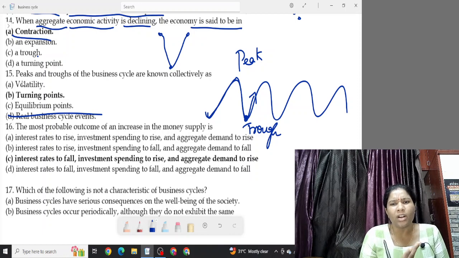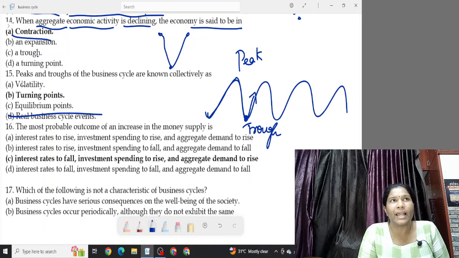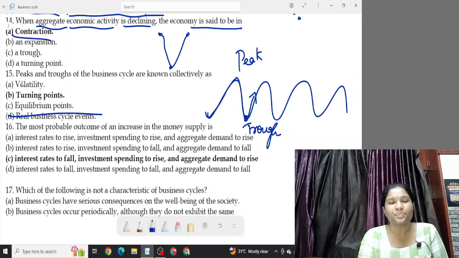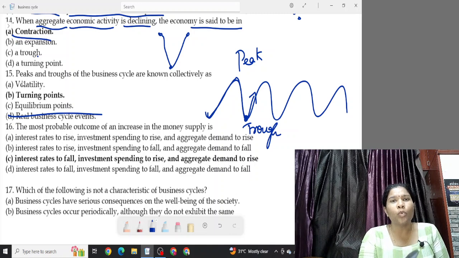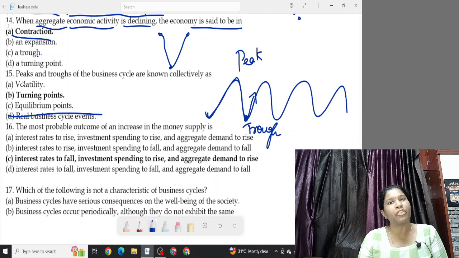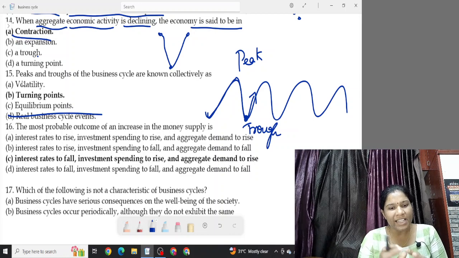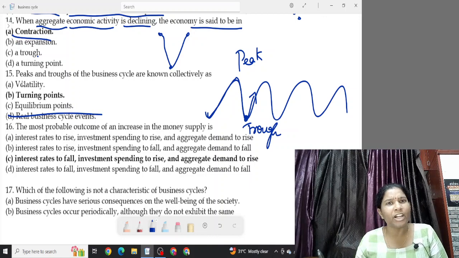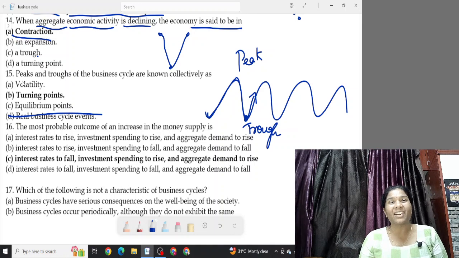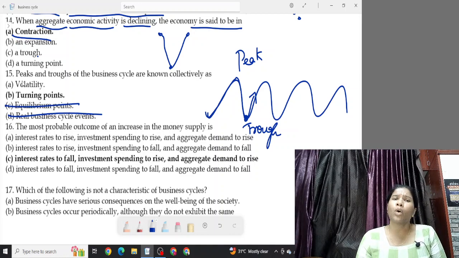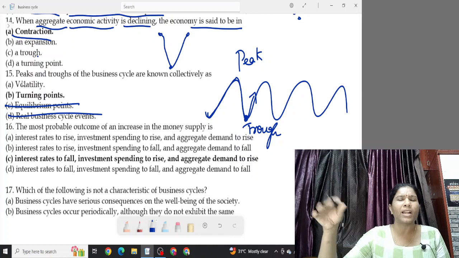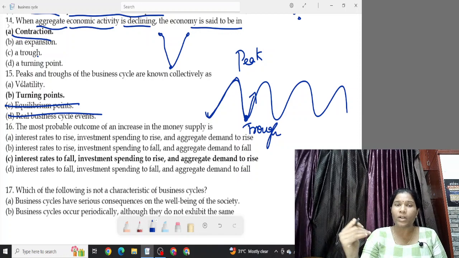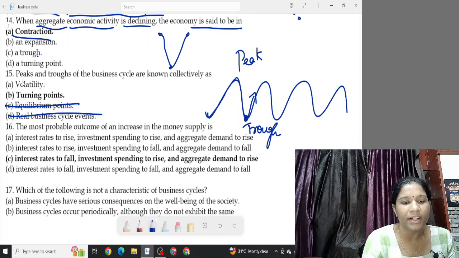Equilibrium is not at all related here. What is equilibrium? Equilibrium is when two people agree to the same point. You reach an equilibrium when you want to buy the apple for 10 rupees and I want to sell the apple for 10 rupees. Both of us reach the same point. Peak, depression, boom, expansion and contraction have nothing to do with what two people agree to, so equilibrium points is a nuisance. Volatility is fluctuations going up and down and up and down, while peak and trough is only the up and down. So the correct answer is the turning points.